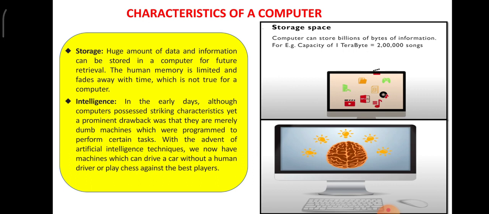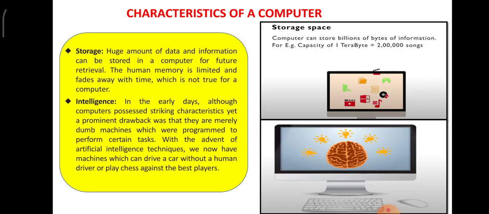The human memory is limited and fades away with time, which is not true for a computer. So a computer can store any number of, that is, 2 lakh songs. You can store movies in that. You can store some great collection of books, library books, collection of testimonials. So all these things are possible with the help of the storage capacity that is available with a computer.